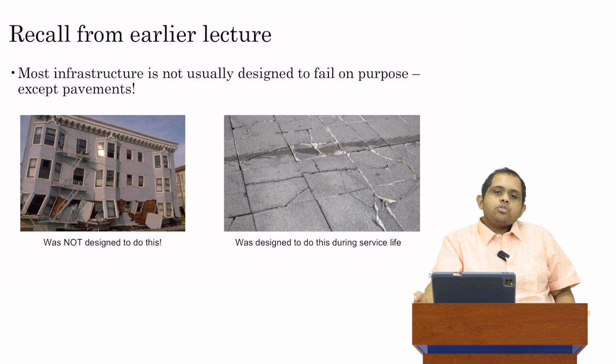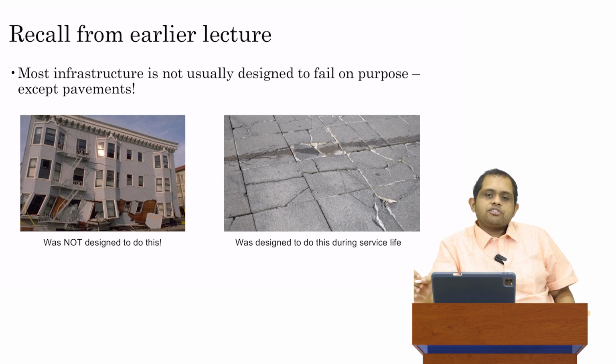Now, let's have a bit of a recall of our first lecture where we talked about the fact that pavements are designed to fail, that pavement design philosophy is of controlled failure over time. So, I had shown the picture on the left over here during the first lecture. This is a building which I had seen has basically collapsed. The lower level, the ground floor, has just collapsed in and it's no longer safe for anybody to live inside of it. I had mentioned that the building was not designed to do this.